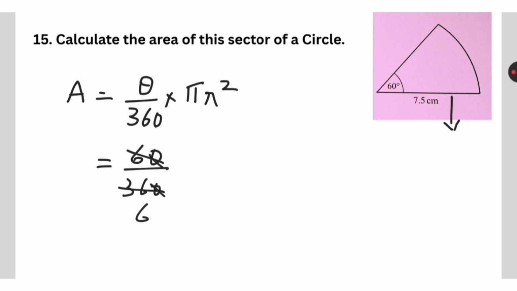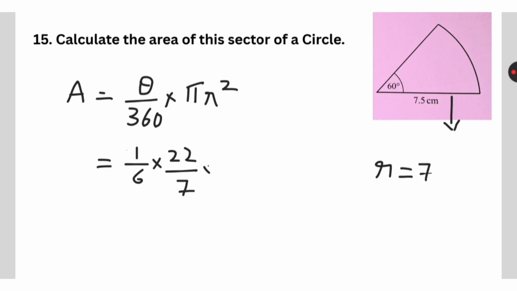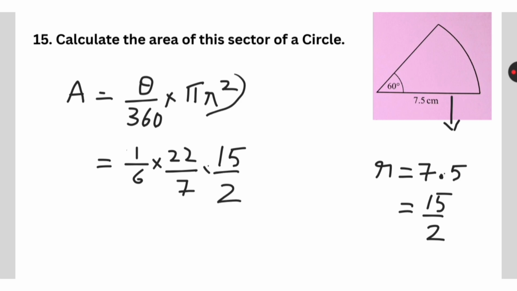60 divided by 360, we can directly write as 1 over 6, times pi, which is nothing but 22 over 7, and also the given radius is 7.5. This 22 over 7 and 1 over 6 are in fraction form, but the radius is given in decimal form. So let's convert it into fraction form to make the calculation easier. That's why we are converting the decimal to a fraction. So 7.5 is nothing but 15 divided by 2, isn't it? Instead of 7.5 we can write 15 divided by 2, and here we have r to the power 2. That means you have to write 15 over 2 two times.